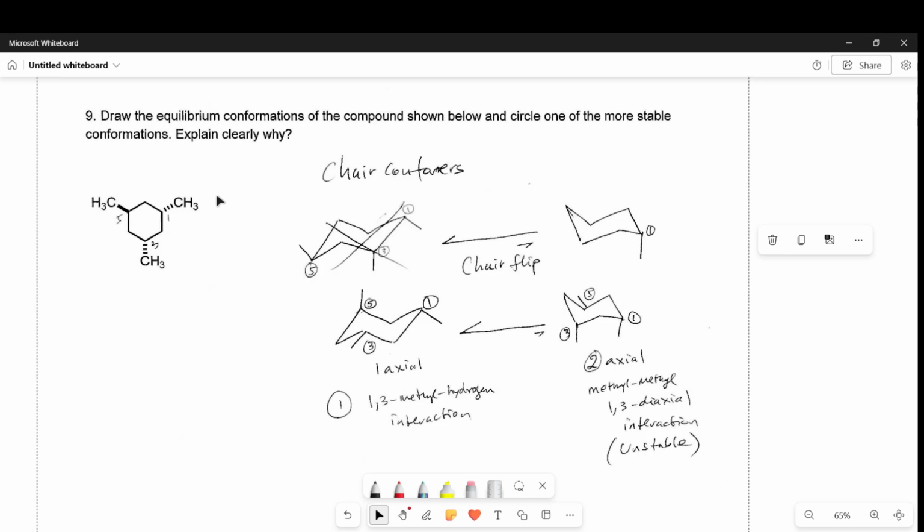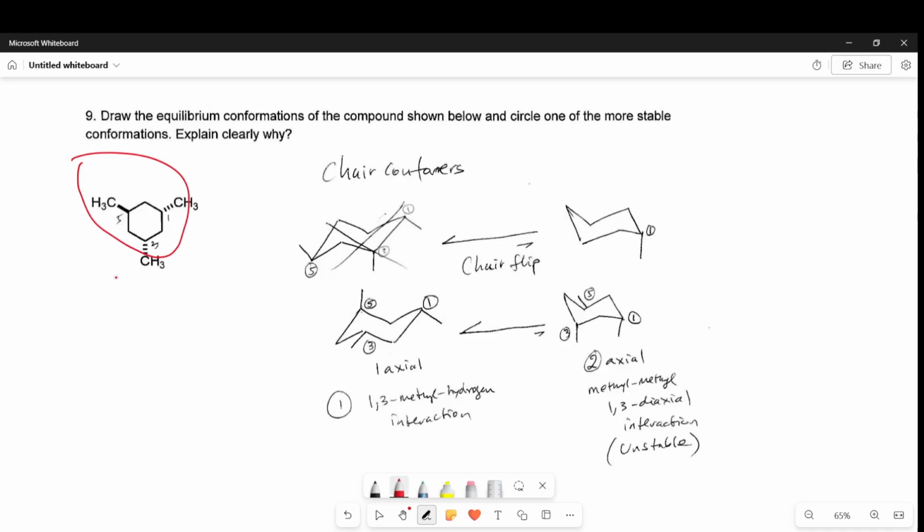Okay, now question number 9. Draw the equilibrium conformations of the compound shown, which is this compound right here. It is a trimethyl cyclohexane compound. So it has methyl groups at the 1, 3, and 5 positions. Give one of the more stable conformations and explain clearly why that would be the case.